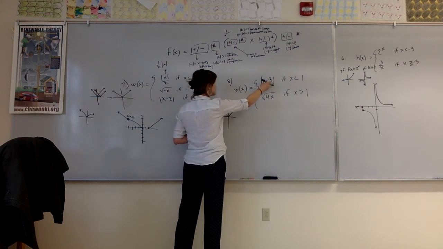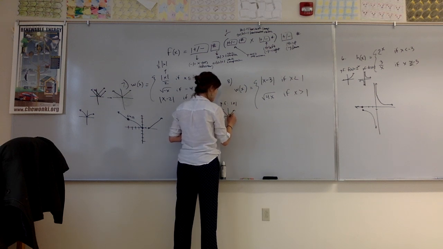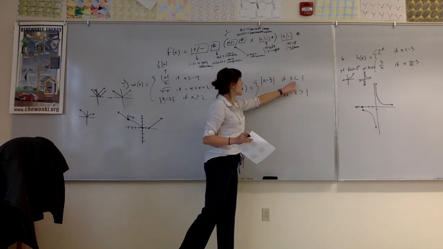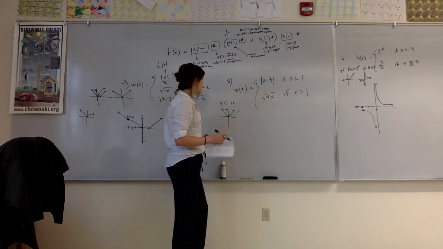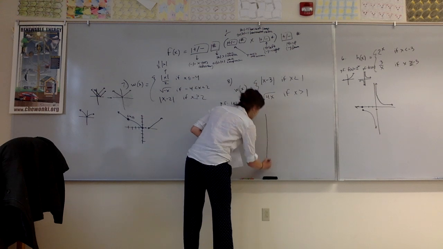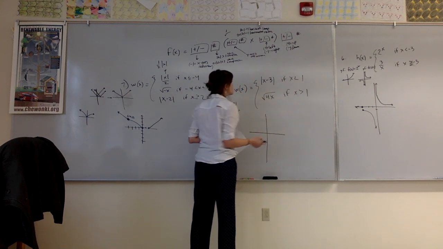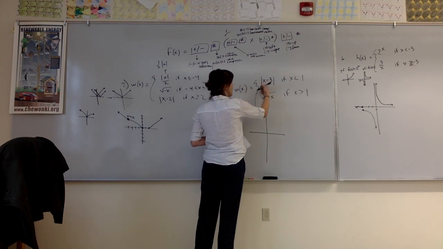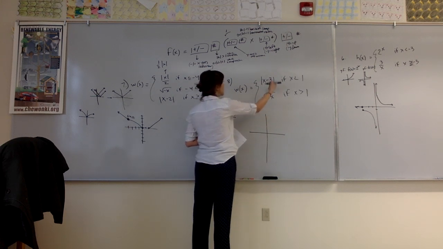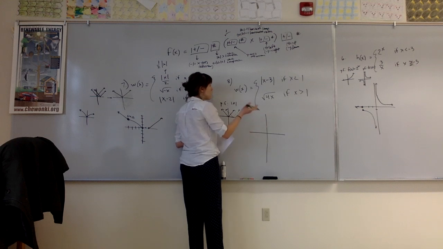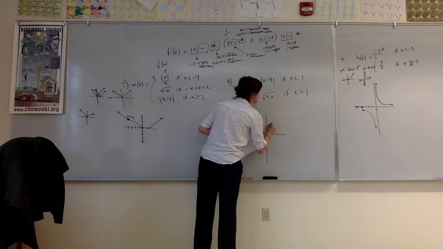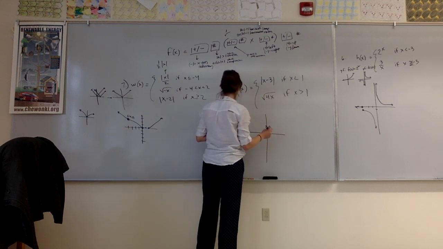I'm getting progressively worse at drawing these. But I'm moving it to the right 3. 1, 2, 3, so this is my new one. And it's for values of x less than 1. So in order to find my y value for this domain restriction, I have to plug 1 into the equation. So it would be the absolute value of 1 minus 3. 1 minus 3 is -2. The absolute value of that is 2. So at x equals 1, y equals 2, open circle.